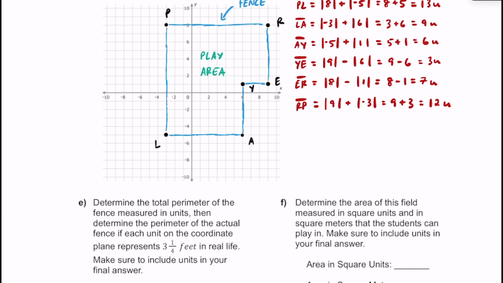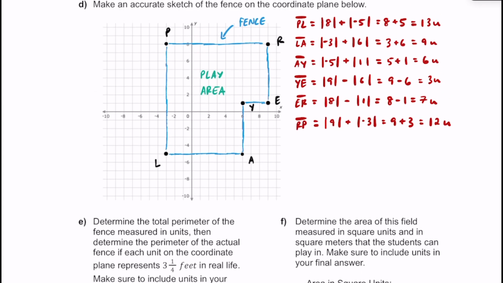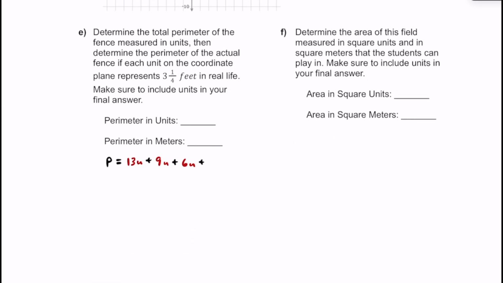Alrighty, so now that we know all the measurements here, we can go ahead and actually figure out the perimeter. So the perimeter, there's no great formula we can really use here. We're just adding up all the measurements. So let's see, we have 13 plus 9 plus 6. And what else do we have? 13, 9, 6, 3, 7, 12. So we're going to have 3, 7, and 12.